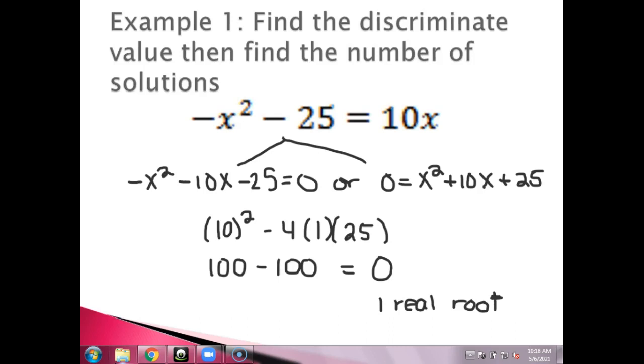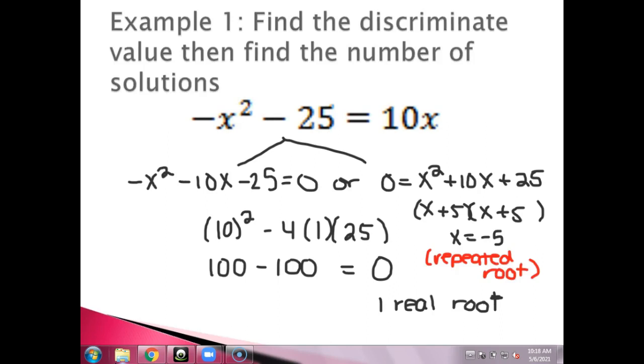And if you reflect on graphing a quadratic, what that means is that in factored form, this would look like (x plus 5)(x plus 5). And you can see that we get the same root twice. So that's why your discriminant is 0. That's why you only get one real root. And this is what we call a repeated root. And that means that your root is the vertex, which is on the x-axis.